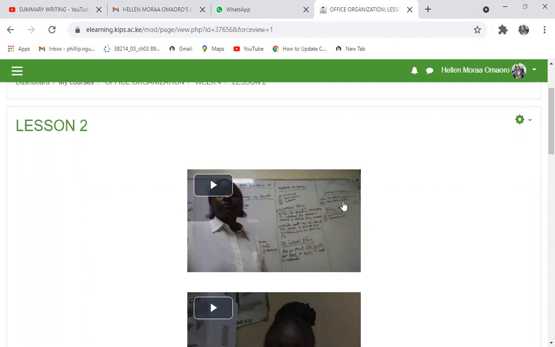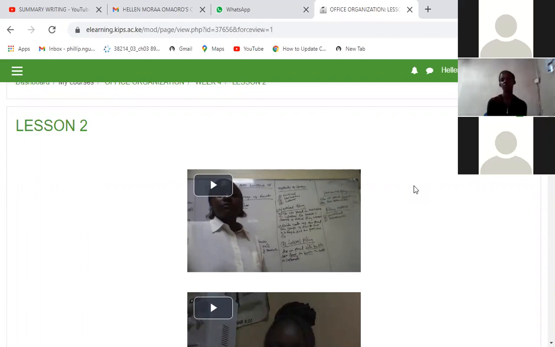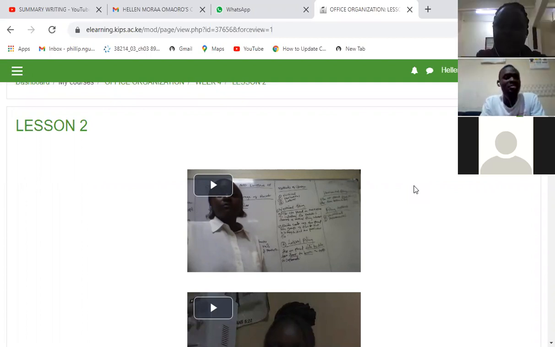So filing can be done either centrally or departmental. When you say central filing, what do we mean? All files are kept in one place, for example, in an office. All files from all departments are kept in one place. In most cases, that central place we call registry.